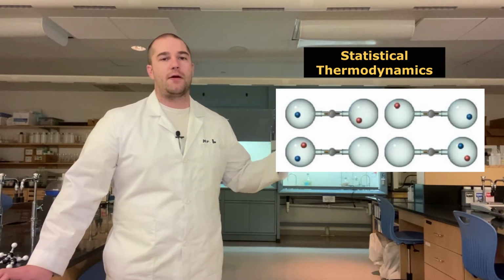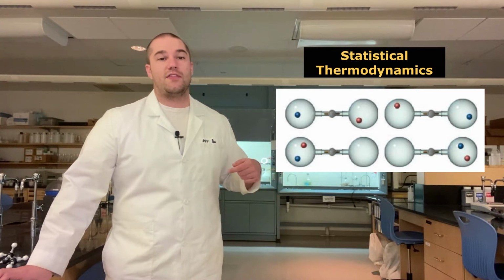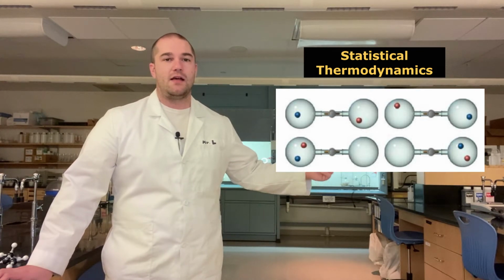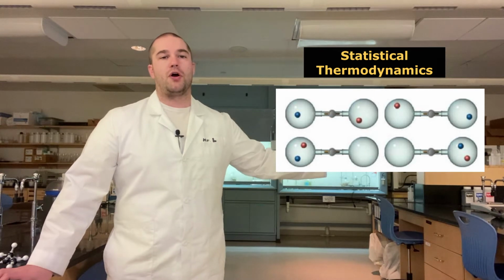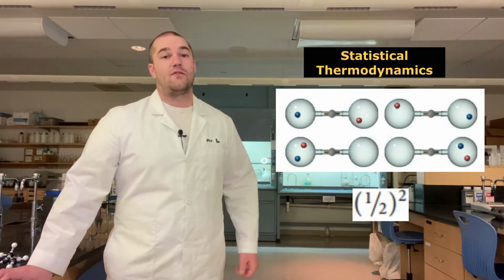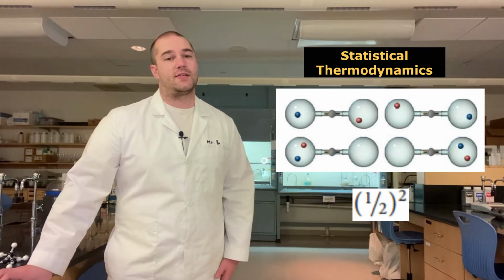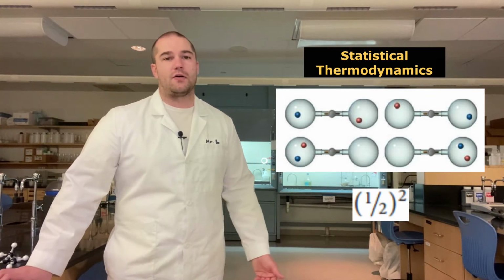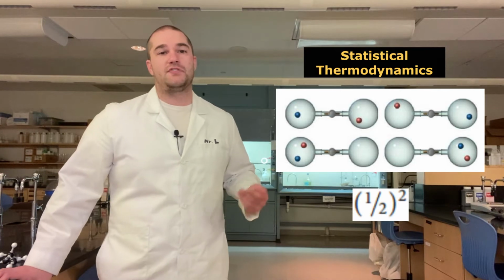You could have one particle going to the other side. You could have the other particle going to the other side, neither particle moves, or both particles move. So we've got a 1 out of 2 chance existing for whatever flask you want to calculate for, and you've got two possible outcomes. So you would have 1/2 squared.